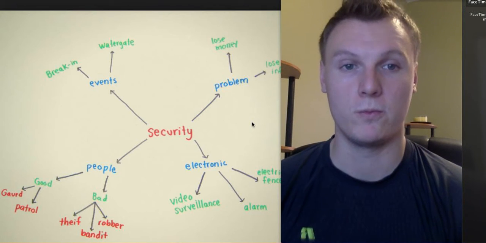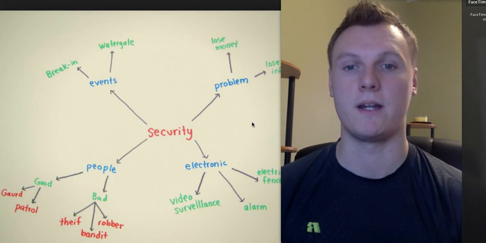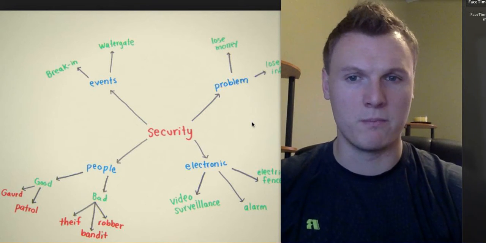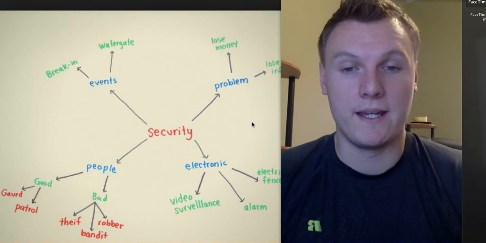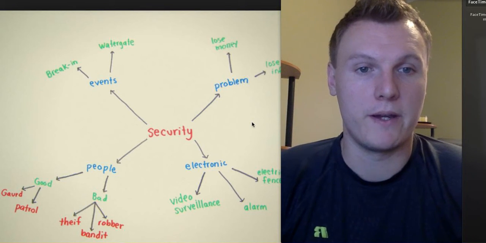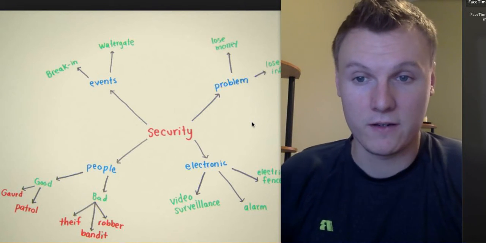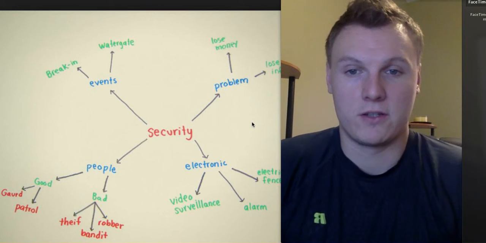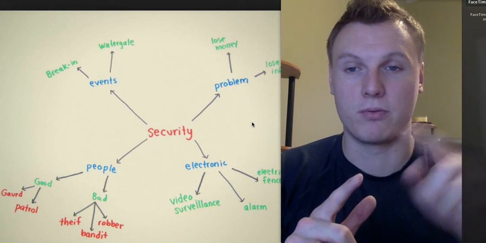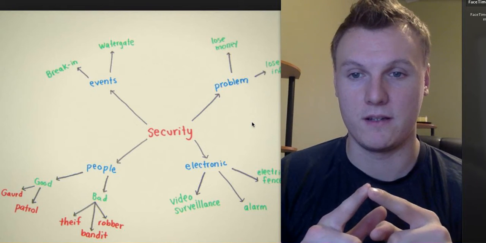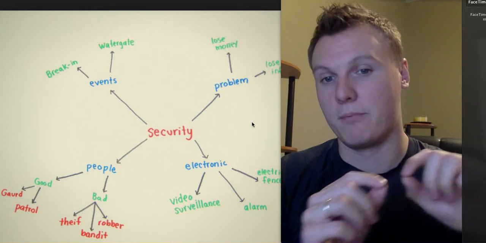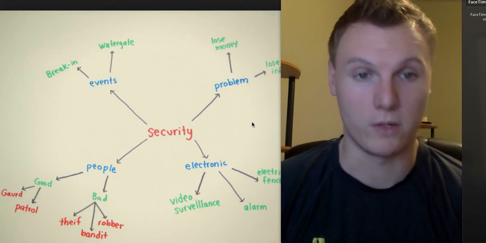So you start this activity by putting a generic word, kind of like an umbrella term, in the middle, like security. And then you branch off from there and you think of words that are related to security. And in this example, people had their students think of, so you got security and they related to problems and events and people and electronic. And from there, they branch down to even more words.